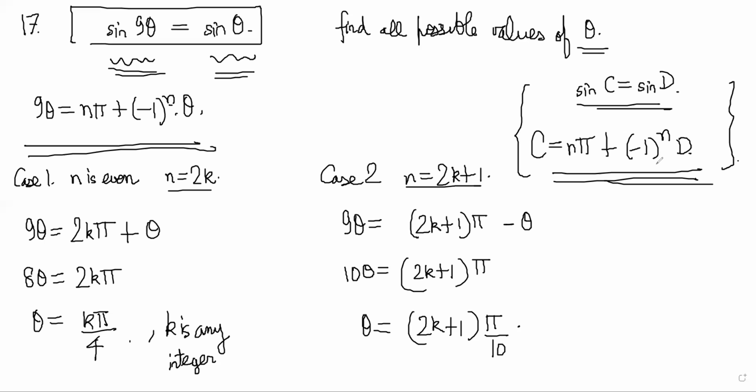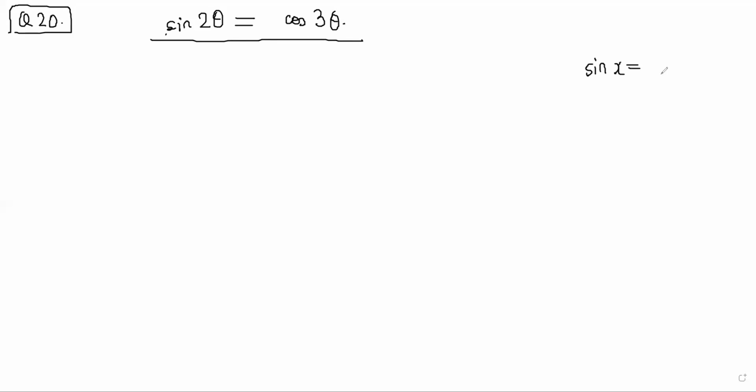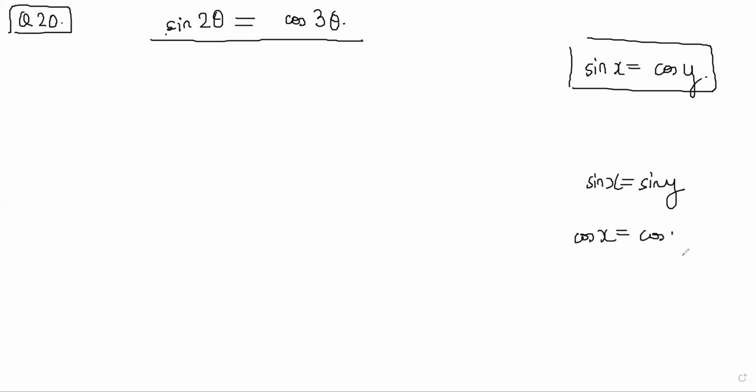Let's look at question number 20, which is a slight twist on this. It says sine 2 theta is equal to cos of 3 theta. Now I cannot directly apply any formula here. If you think about it, you don't have any formulas for situations like sine x is equal to cos y. It is either a sine x is equal to sine y situation or a cos x is equal to cos y situation, then you have the general results.